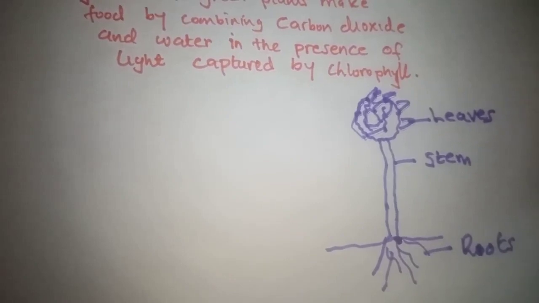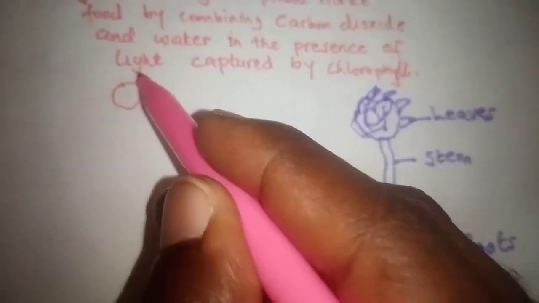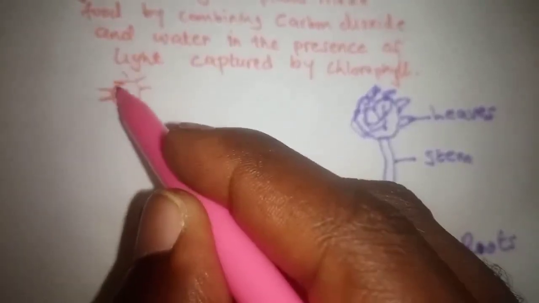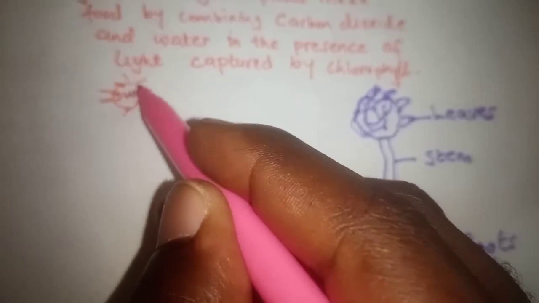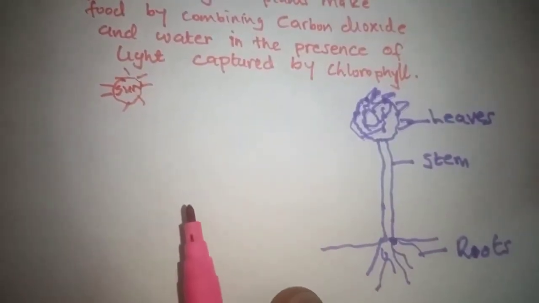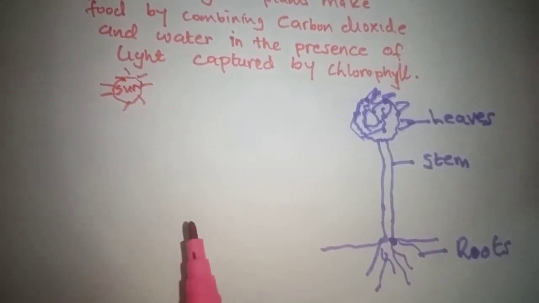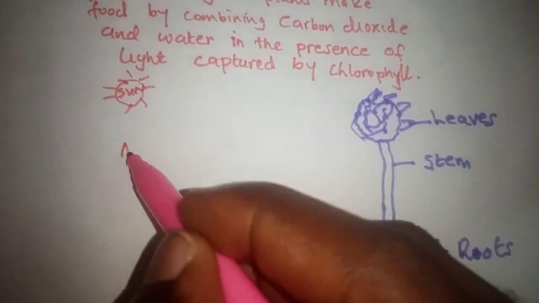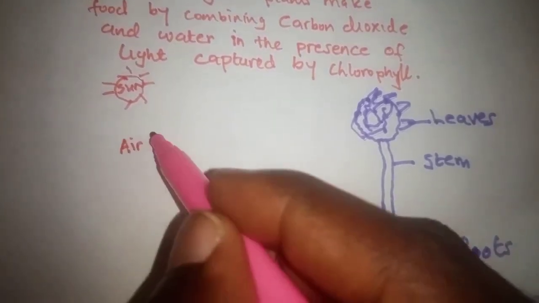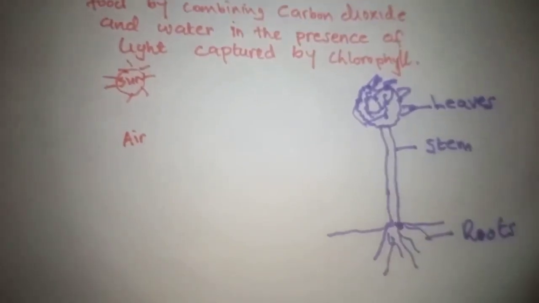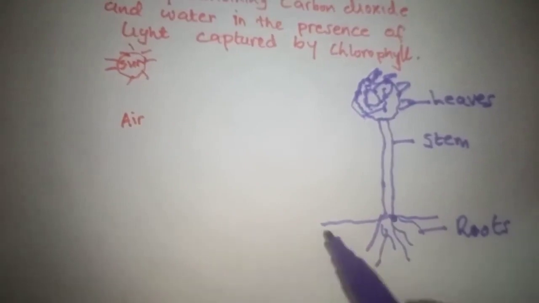Let's say this plant is outside, and out here you've got the sun. The other thing you find in the environment is air.